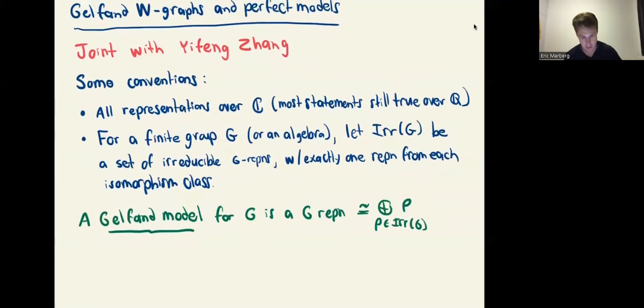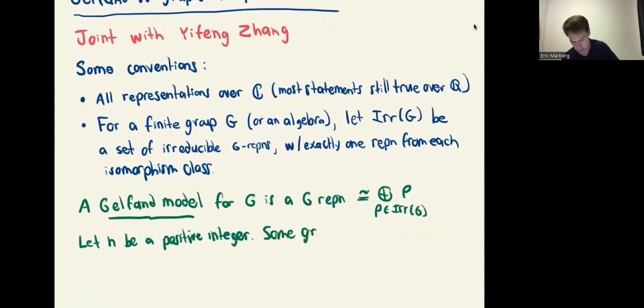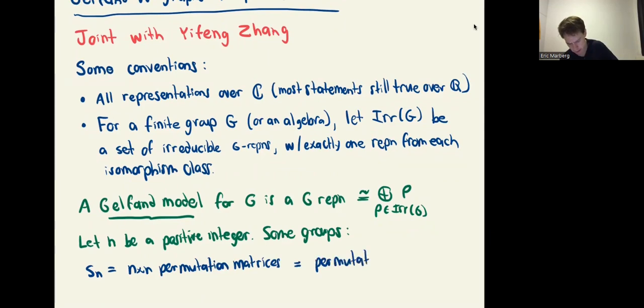And then throughout the talk, let n be a positive integer. And some groups that we'll see, well, we have, for example, the symmetric group will show up a few times. So this is just n by n permutation matrices. Or we'll think of this as permutations of 1 up to n.